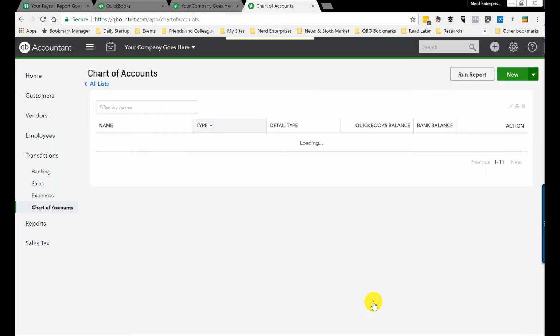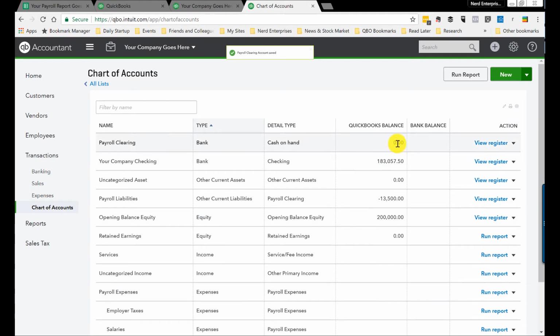And what we're going to do here is we're going to record each individual paycheck in this account as if it were being paid from here so that they'll add up to the total net pay that comes out in a lump sum from the bank account. And then we're going to record the payment out of the bank account essentially as a transfer to the payroll clearing so that it zeroes out.